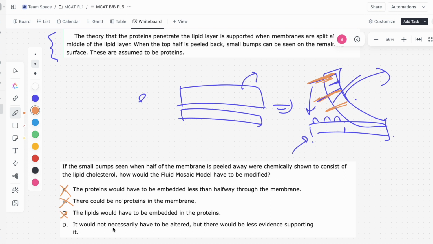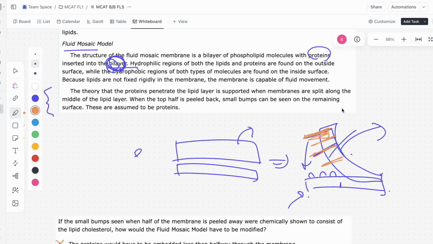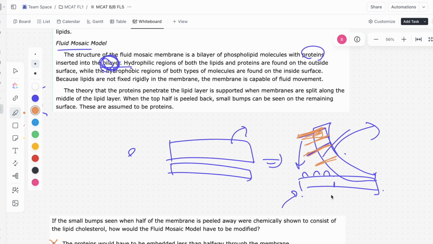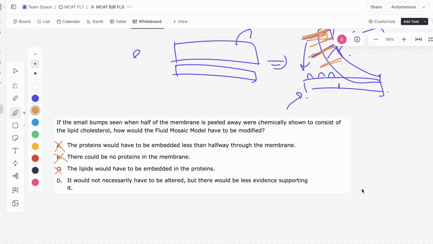So it leaves us with D. It says it would not necessarily have to be altered, but there would be less evidence supporting it. So yeah, if it were true that we peel this layer off, we look down, and it's actually cholesterol lipids as opposed to proteins, well, that doesn't necessarily disprove the fact that proteins can be embedded, suggested by the fact that these proteins can actually be in the top layer, but we would have to look for other evidence in order to support the fluid mosaic model's original stance that the proteins can be embedded in the lipid bilayer. This makes D the correct answer for our question.